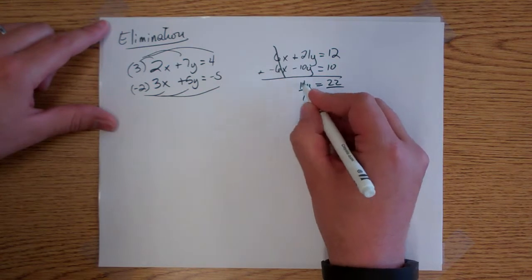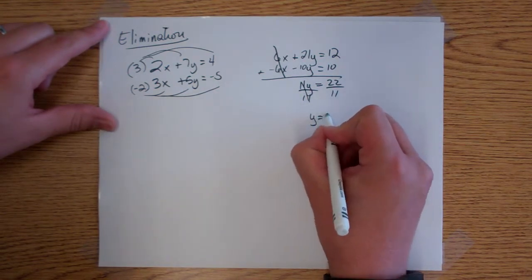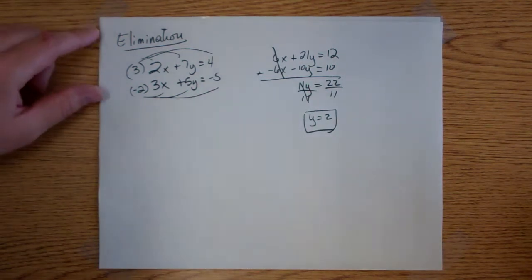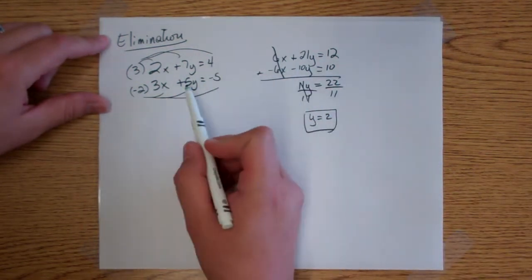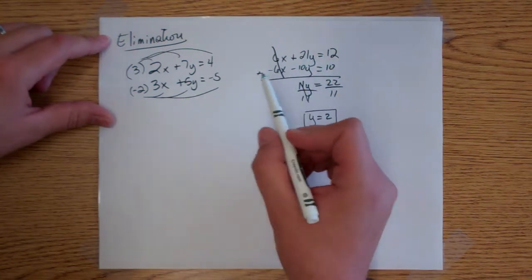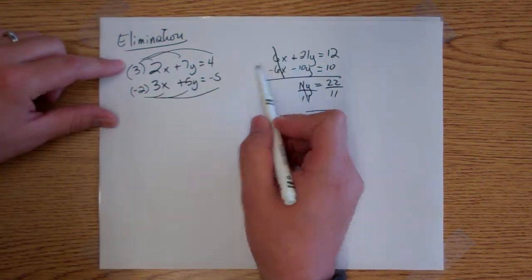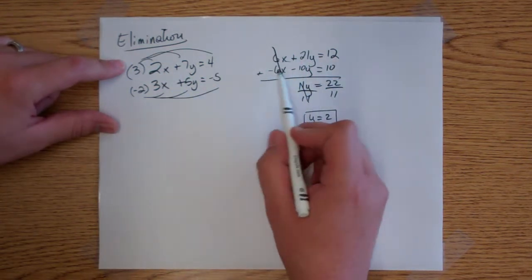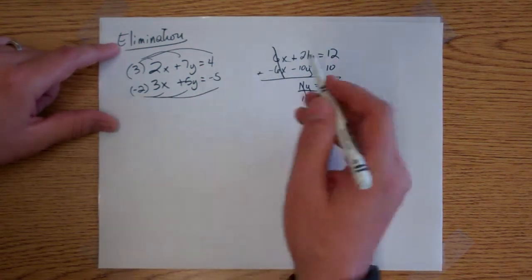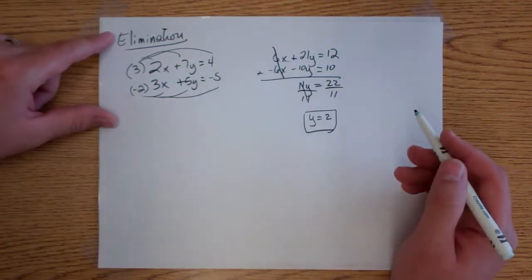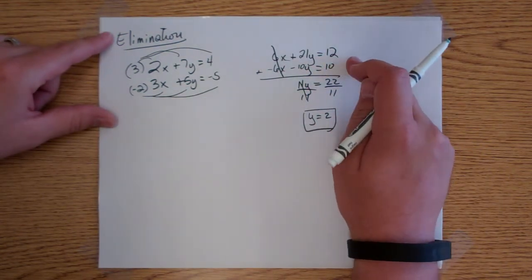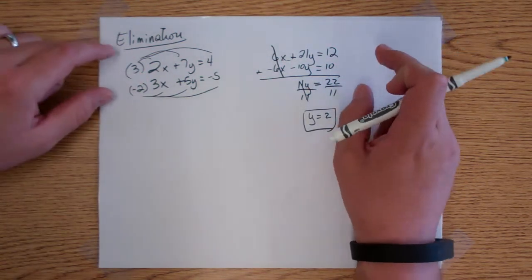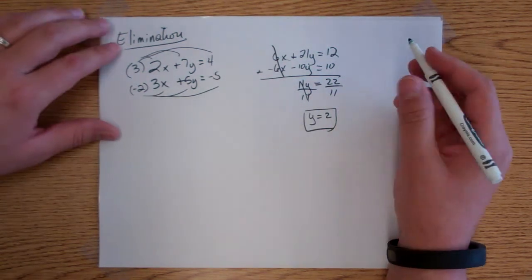And now we can divide off the 11 to get y equals 2. All right? Now, these two are equivalent systems because this one would reduce back down to this one. If we factored out the 3, we'd be back to here. If we factored out the negative 2, we'd be back to here. So these are equivalent systems because y equals 2 will solve this, y equals 2 will solve this as well. So this is elimination using equivalent systems.